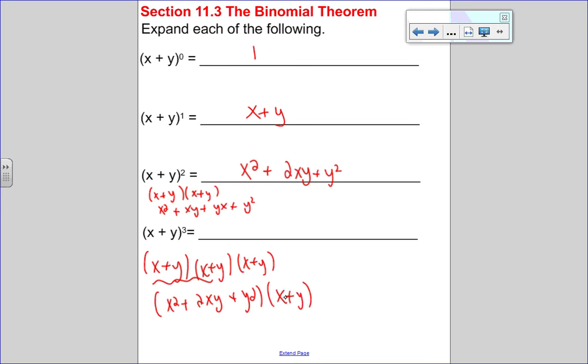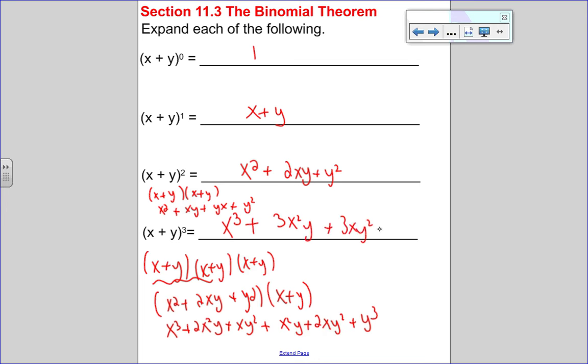So by the distributive property, let's distribute x inside. That's going to be x cubed plus 2x squared y plus xy squared, plus I'll distribute the y inside. So that's x squared y plus 2xy squared plus y cubed. Okay, and then I'm just going to group my like terms. So I'll have x cubed plus 3x squared y, plus 3xy squared, and a y cubed. Okay, so we're going to look at this and at some patterns involved with this.